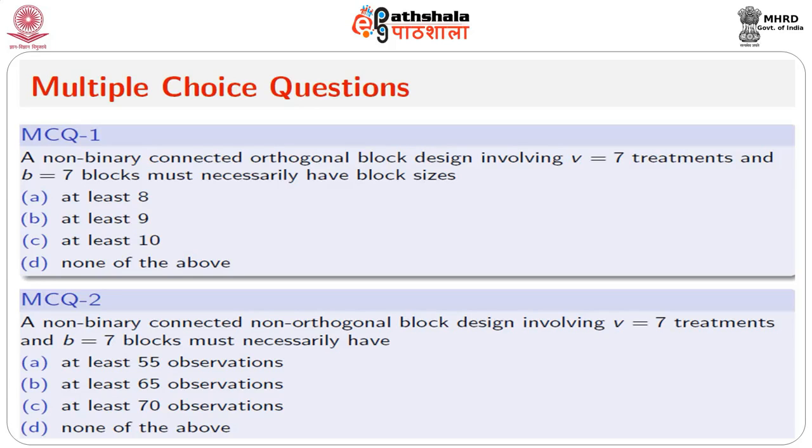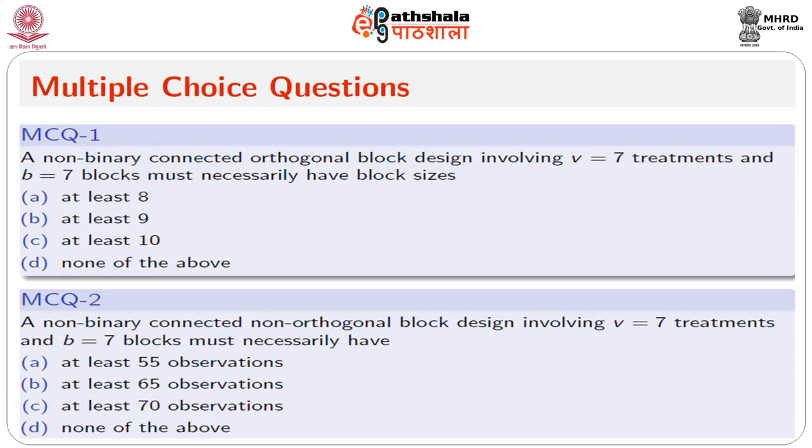Because it is non-binary, you cannot put 0. It has to be a minimum of 1 in each cell, so you need at least 49 observations. Then it talks about 55. So they are giving various options. Non-orthogonal is very easy to catch. Orthogonality needs a condition, but for non-orthogonal you can see immediately what the answer is.